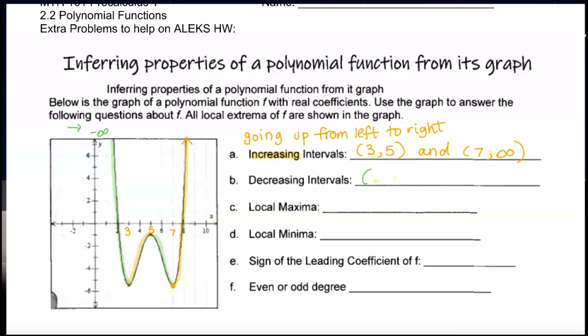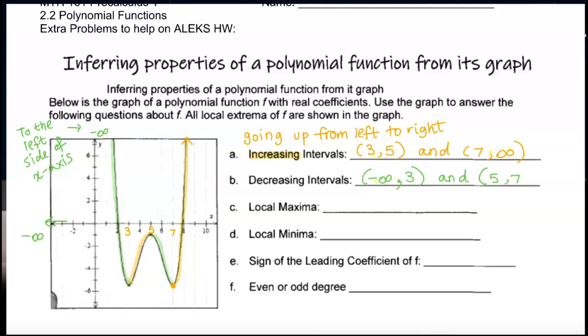And what I mean by negative infinity is to the left side of the x-axis. Because I know what someone will accidentally think. I'm not saying pointing up is negative infinity. Going up is positive infinity. But when I use negative infinity, I'm saying to the left. Okay, so from negative infinity to this point 3, and the second decreasing interval is from 5 to 7.